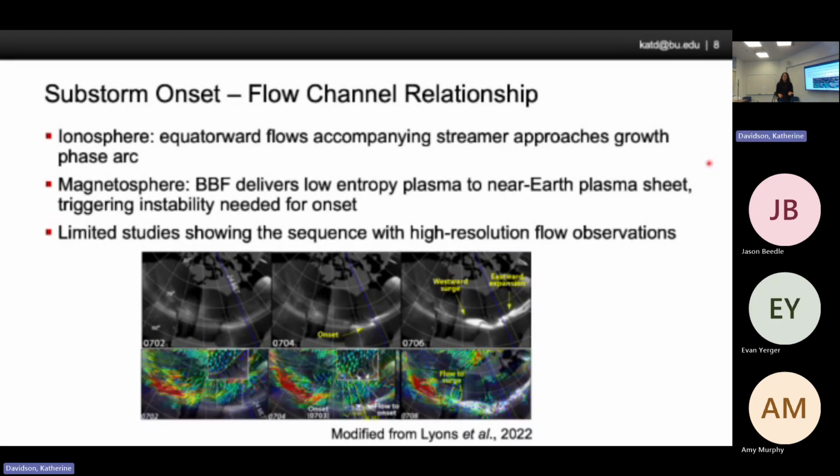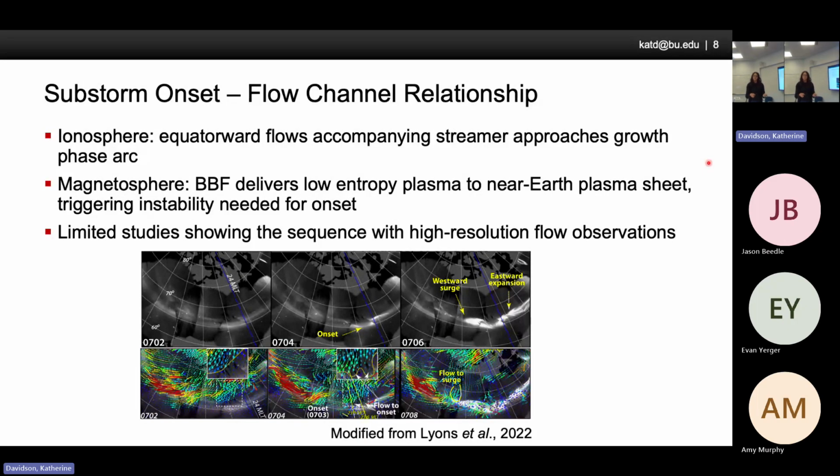The next step of the substorm triggering sequence is onset. And so again, the proposed sequence has a streamer coming towards the onset arc and triggering onset. What this should show is an equatorward flow accompanying the streamer approaching the growth phase arc. Again, this equatorward flow is related to, or maps to, a bursty bulk flow that's delivering low entropy plasma to the near-Earth plasma sheet and triggering the instability there needed for onset.